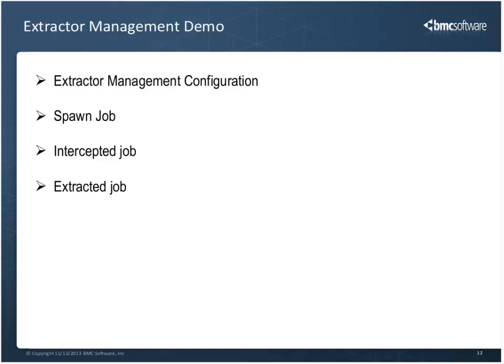For the demo, we'll take a look at the Extractor Management plugin. We'll see a parent job spawn off two jobs. We'll intercept a job submitted by a SAP user. We'll extract a job that is neither spawned nor intercepted. Today's demo will be using version 8 of Control room. However, the Control room for SAP looks and functions the same way as in earlier versions. So you can also use version 7 and 640 as well. So let's go ahead and switch over to the demo here.